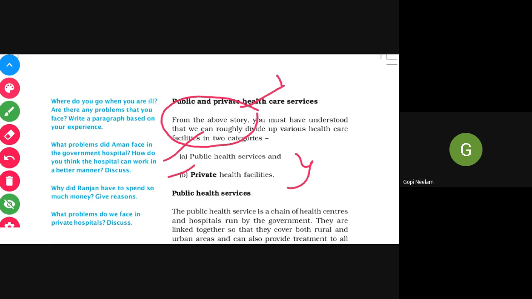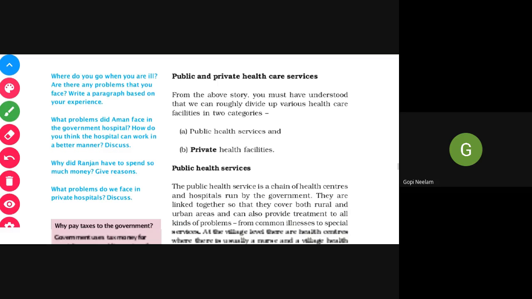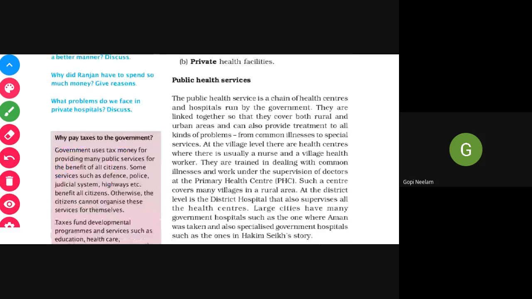So let's look into what public healthcare services are and what private health facilities are. Let us read it and understand the meaning. Public health services. The public health service is a chain of health centers and hospitals run by the government.